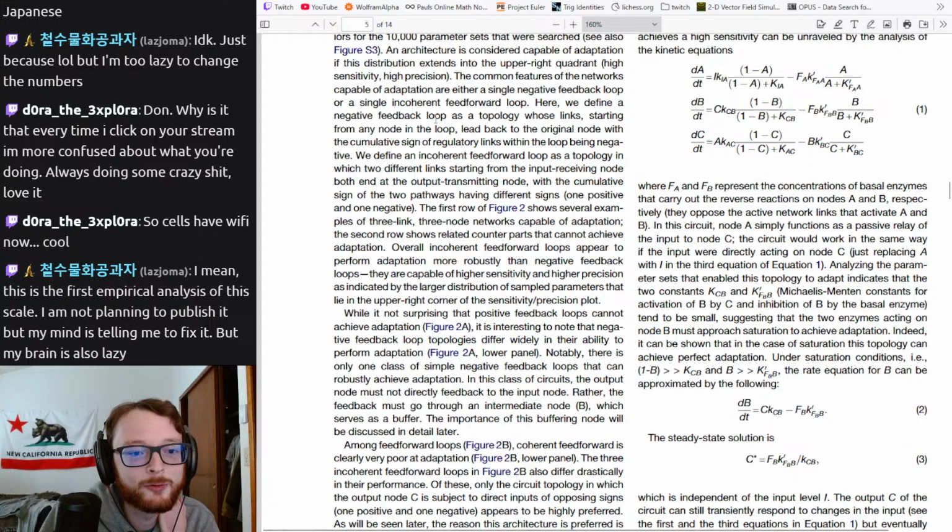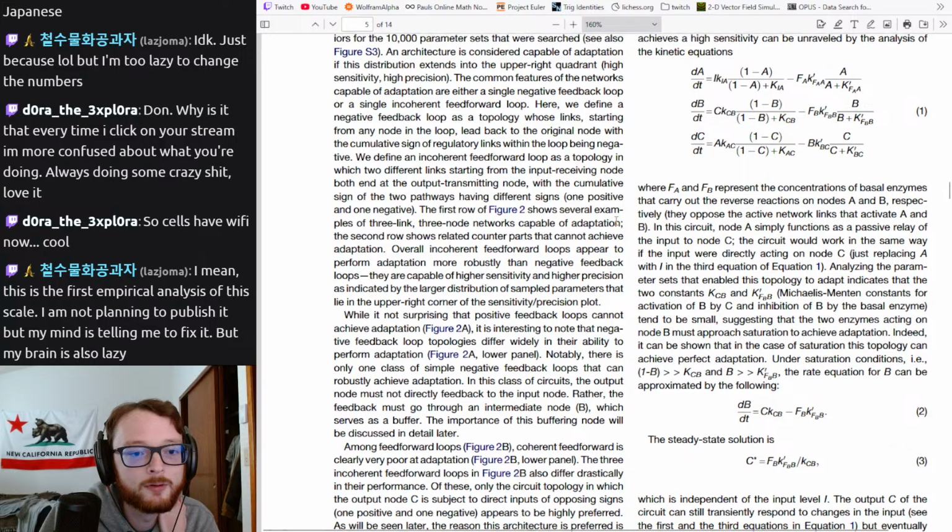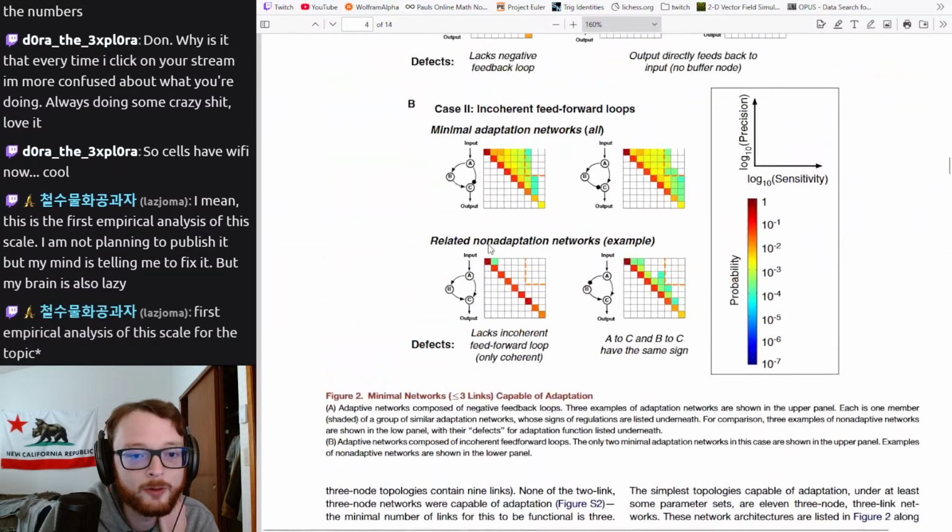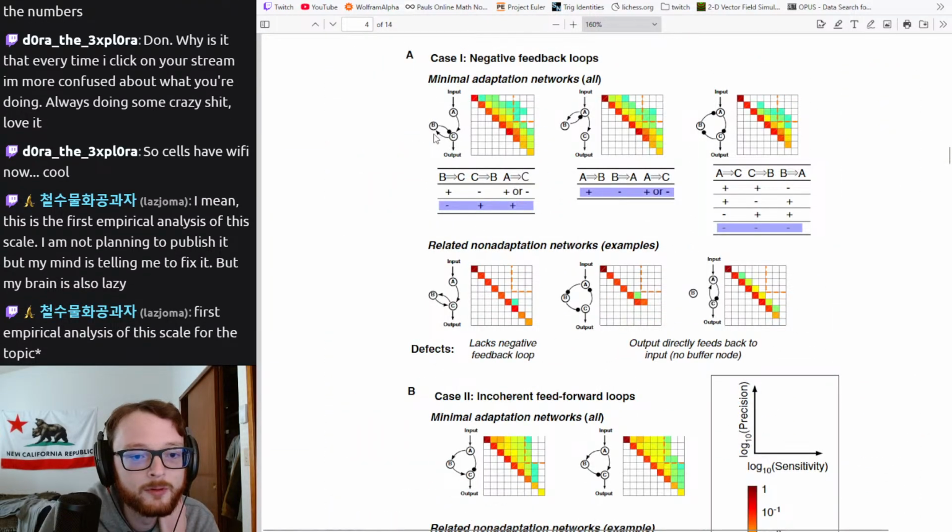Negative feedback loop as a topology whose links starting with a node from any node in the loop lead back to the original node, with a cumulative sign of regulatory links within the loop being negative. Okay, let's look back at an example. This doesn't seem right. Negative feedback loops.